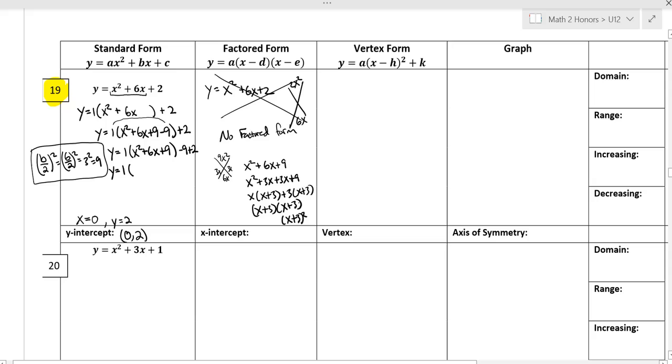Okay, so that x squared plus 6x plus 9 is the same thing as x plus 3 squared, and then the negative 9 plus 2 is minus 7. And that right there is what we're going to take and write as vertex form. So y is equal to 1 times x plus 3 squared minus 7.